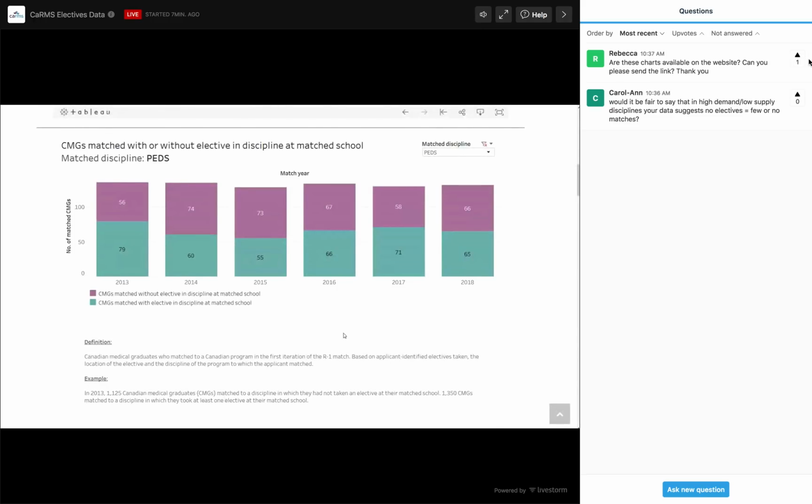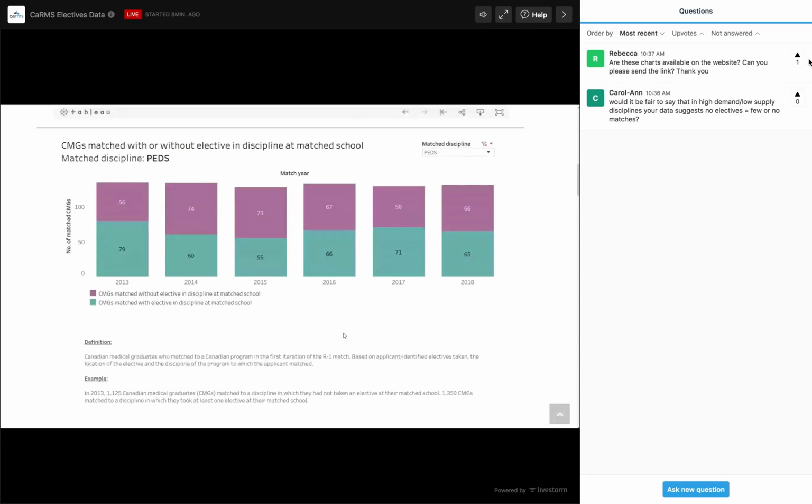And Rebecca is asking, are these charts available on the website? Can you please send the link? So Rebecca, thanks for that. On Monday, we expect to be sending the link to this on the website. The files that we sent out to the people that were initially invited to this were in a Tableau format. But the website that you're seeing right now will be available for public viewing as of Monday, and we'll send the links to all the people who attended this webinar as well as those who received the initial invitation.